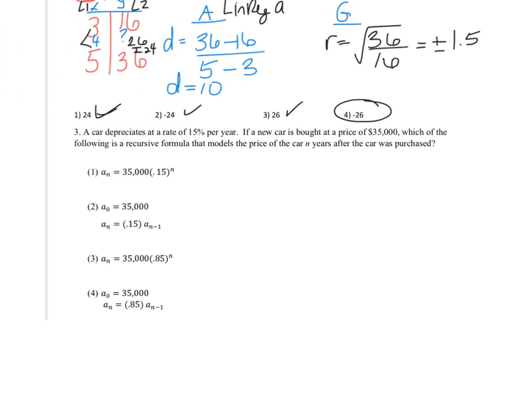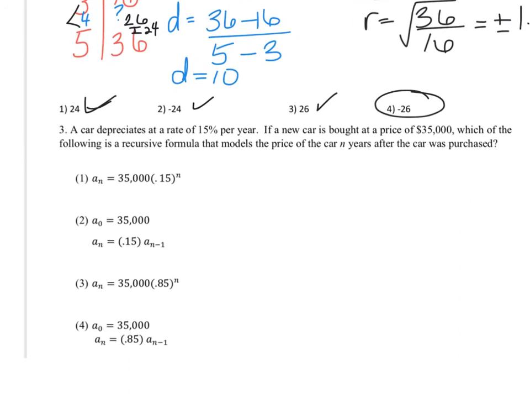Okay, next question says a car depreciates at a rate of 15% per year. So I see 15% and depreciating. So first off, when I see a percent, I'm thinking of a geometric sequence. And I'm going to do 1 minus 0.15 because we're decreasing by a percent.